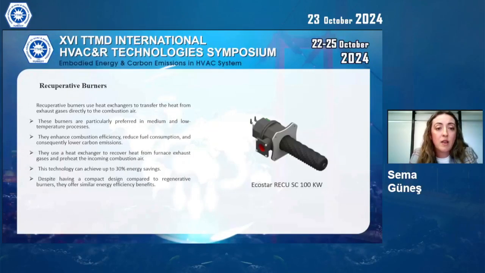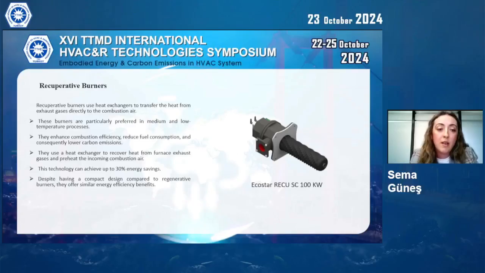Recuperative burners use heat exchanger to transfer the heat from exhaust gas directly to the combustion air. These burners are particularly preferred in medium and low temperature process. They enhance combustion efficiency, reduce fuel consumption, and consequently lower carbon emissions.